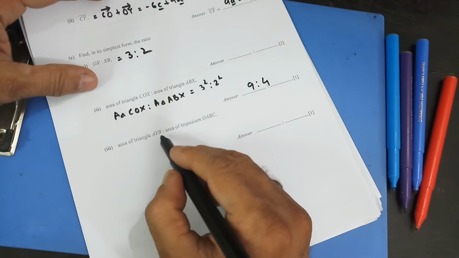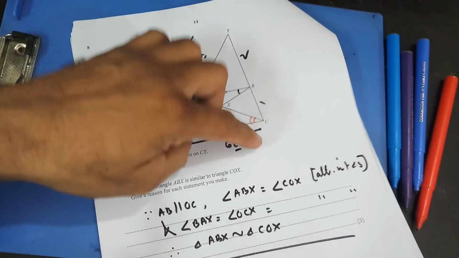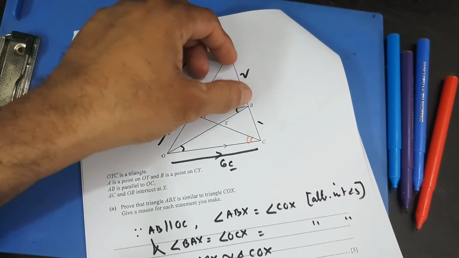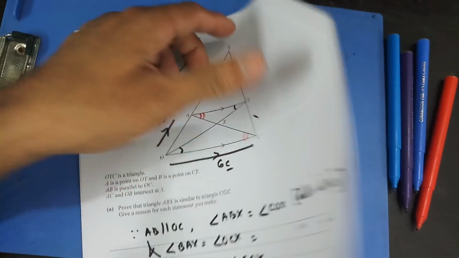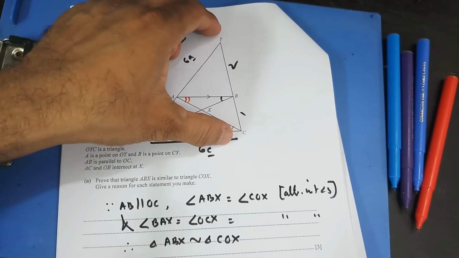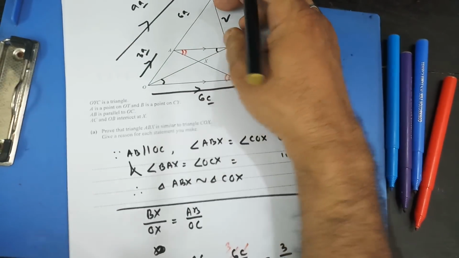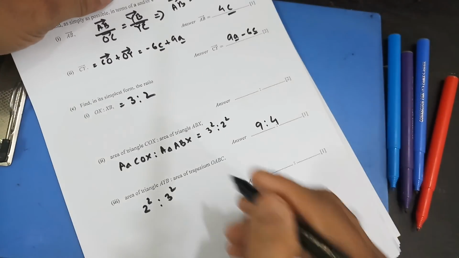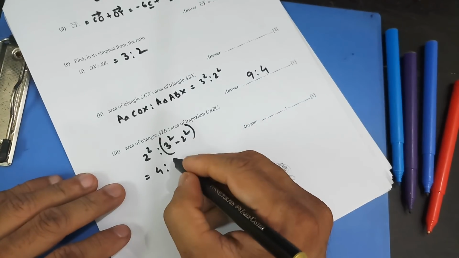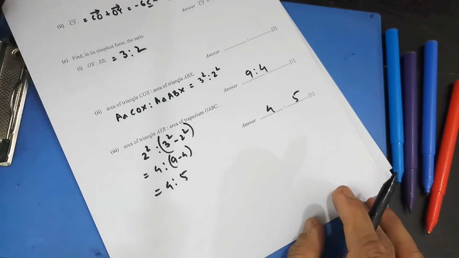Now area of the triangle AYB, area of the trapezium OABC and AYB. Now this was 2 squared by 3 squared. Okay, so this area was 2 squared, this area 2 squared, and the whole triangle was 3 squared is to 3 squared. But this thing has to be subtracted if we want that one. So it's gonna be minus 2 squared. So that's gonna be 4 is to 9 minus 4, that's gonna be 4 is to 5. Okay, so that's done.